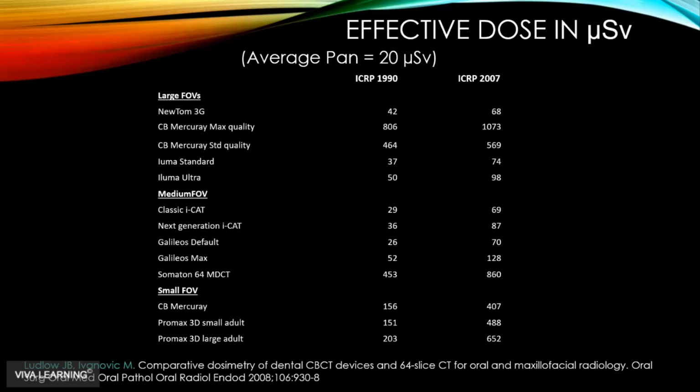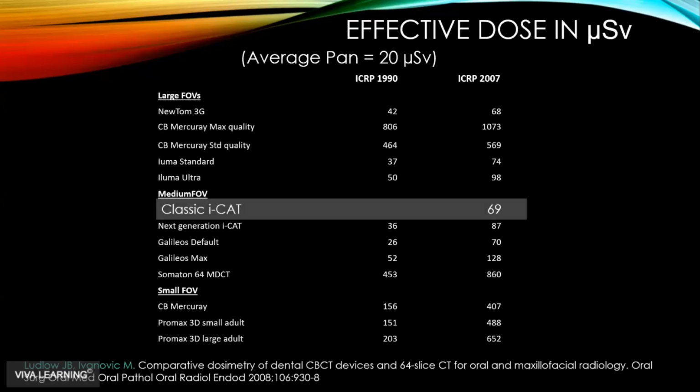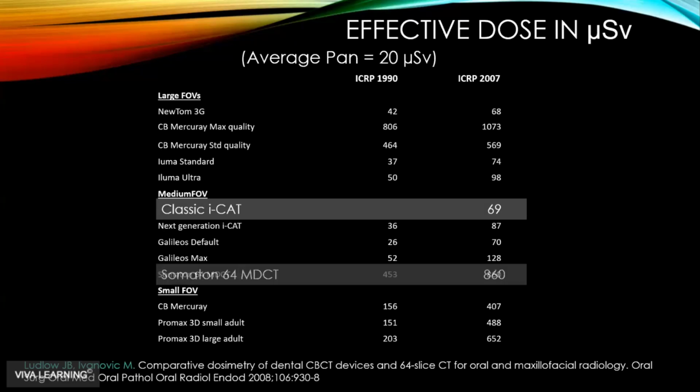So let's just pick out a couple of things and blow them up so we can see. This article was comparing several CBCT machines with a 64 slice medical CT machine. If we look at the classic ICAT, we can see it was 69 microsieverts. The Somatom 64, the multi-detector CT, was 860. So it was an order of magnitude at least greater than the medium field of view CBCT.